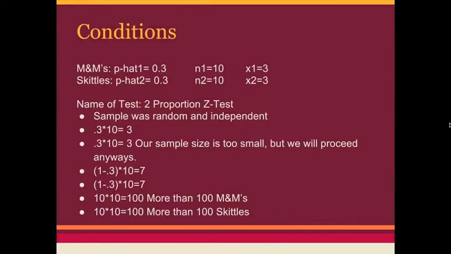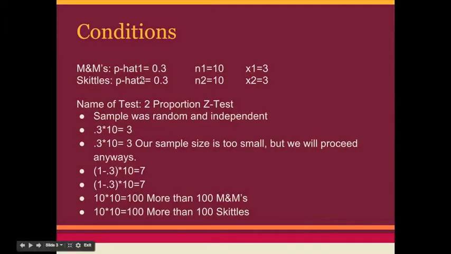In the project that we did, we had to go through certain conditions. So the first thing we want to do is figure out what our values are right now. So for the M&Ms right here, we have our p hat, which is going to be 0.3. And we're going to find that because in each sample, we found 10 M&Ms. And in this particular sample, our x value was 3. So when we take 3 divided by 10, we find 0.3. So that's our p hat 1.